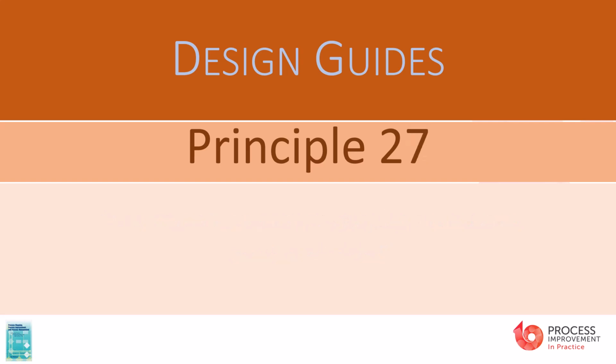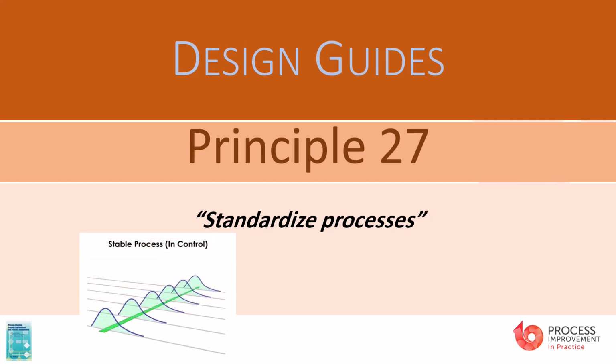The last principle in the design guides group is standardization of processes. This is a vital principle in process improvement. Never approach a process for improvement if it is not stable. For example, in Six Sigma, the process has to be in a statistical control state before you measure its capability as an improvement preliminary step.